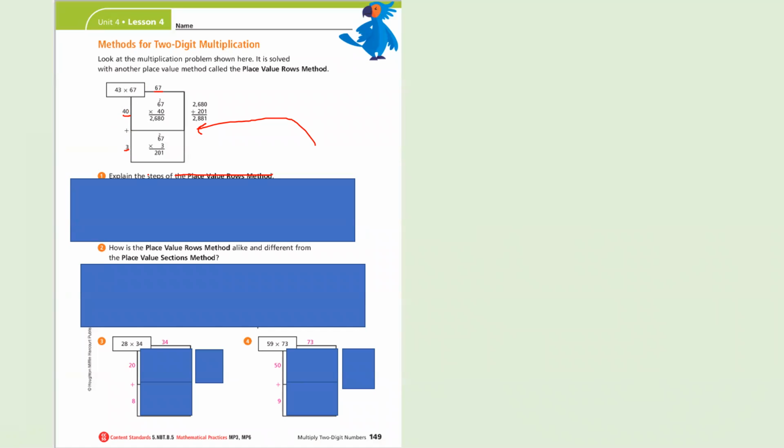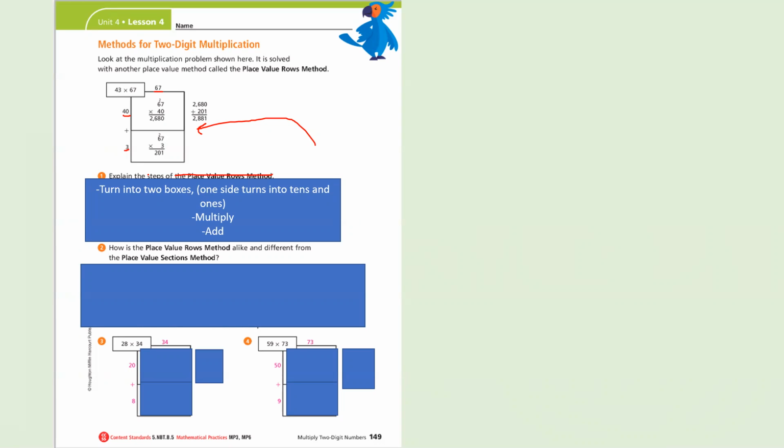Okay. So it says explain the steps for this. So please write this in your book on page 147. The steps here turn into 2 boxes. One side, choose one of them to turn into a tens place and a ones place. So here they chose 43 to turn into 40 and 3, and that's your 2 boxes.